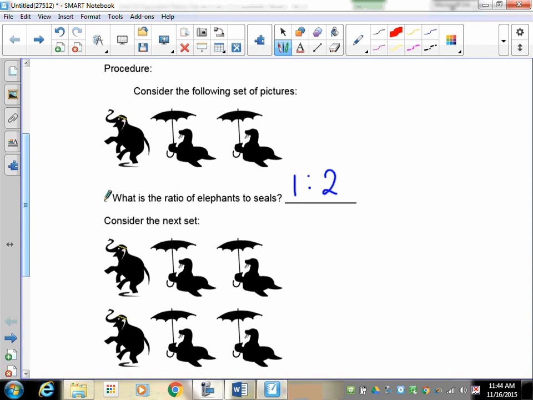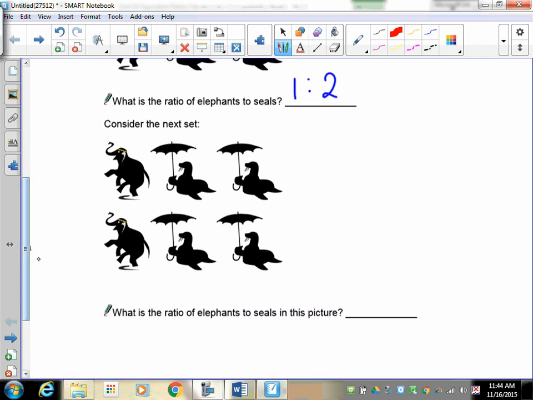Now, what if I double that? Take the same pictures, I just doubled the pictures. So now I have elephants to seals, 2 to 4. But you should have realized that the ratio of elephants to seals of 1 to 2, this is a 1 to 2, and this is also a 1 to 2. So even though I've doubled it, there's 1 elephant for every 2 seals.